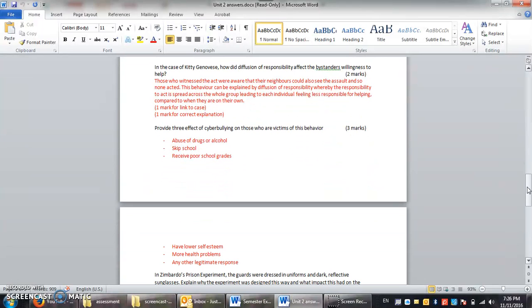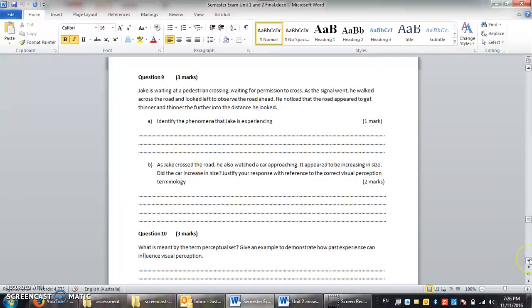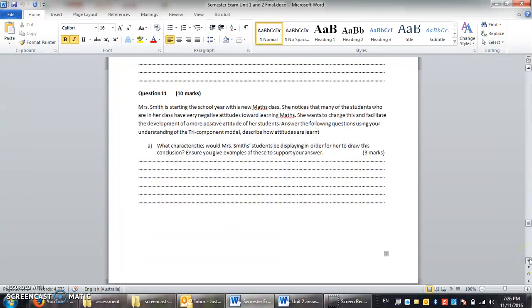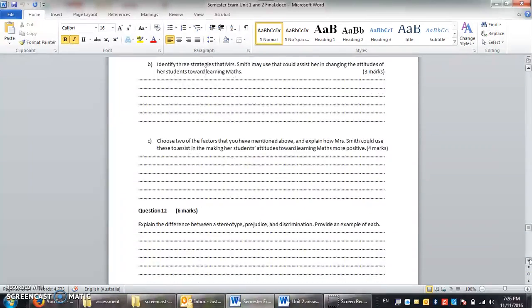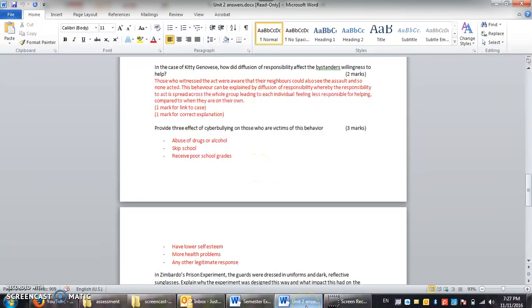So, in the case of Kitty Genovese, next question, we put on the exam a little explanation. Here's the actual exam. We put a little explanation for you guys to explain the Kitty Genovese case. A woman murdered in the middle of a New York street while people listened and watched on from their apartments, just in case you forgot. But how did you need to explain here how the diffusion of responsibility affected the bystander's willingness to help? So the answer to that, two-mark question.